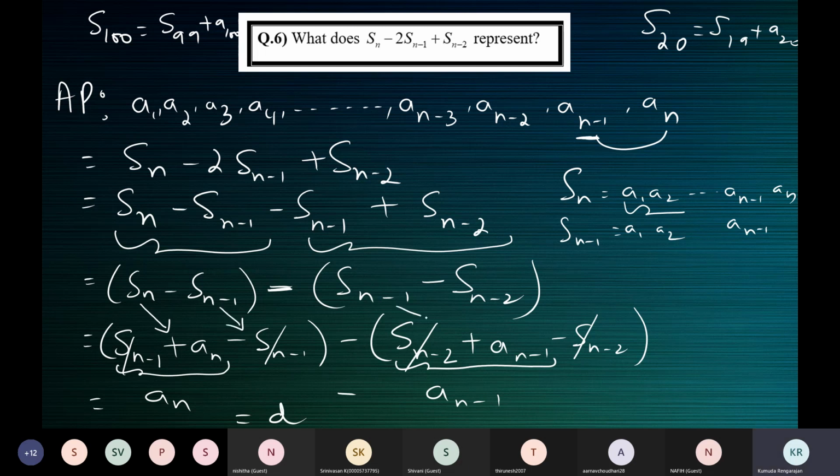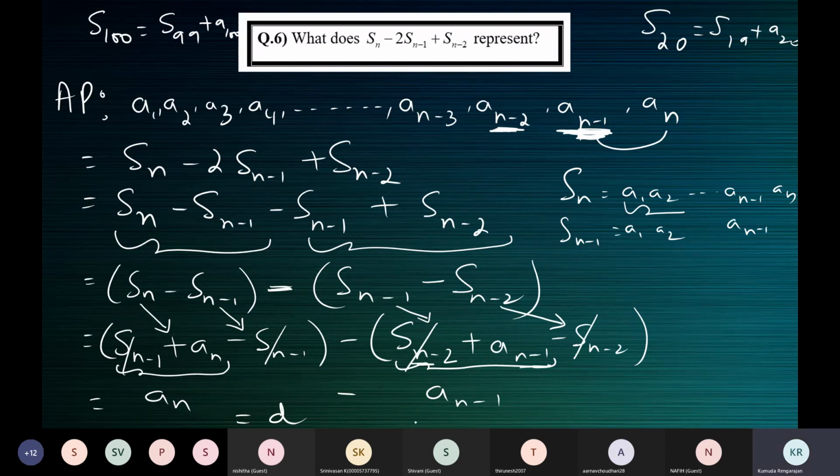And for Sn minus 1, Sn minus 1 means the sum till this term. So you write Sn minus 2 plus the n minus 1th term. Sum to n minus 2 terms plus the n minus 1th term. And write this as it is.